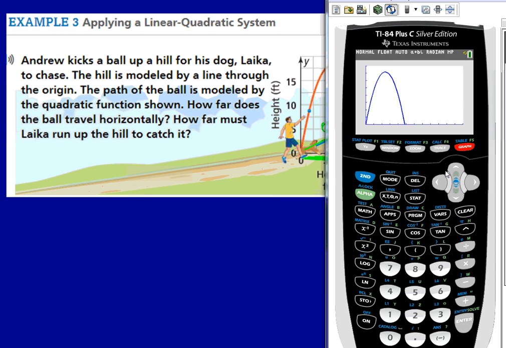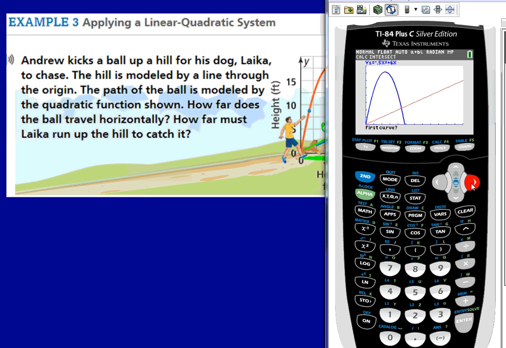There's the parabola of the ball thrown, and here comes the line. There it is. I want this location right here. I want the x-coordinate of that, the horizontal distance. We've used the second trace menu multiple times to find the value, the zero, the minimum, the maximum. Now I want the intersection point, so I'm going to go 5, intersection, and move my cursor until I see it.